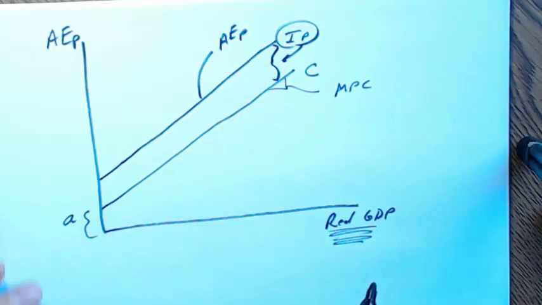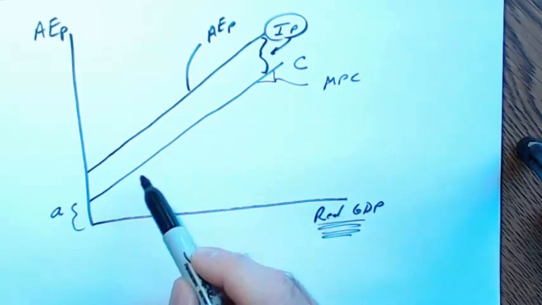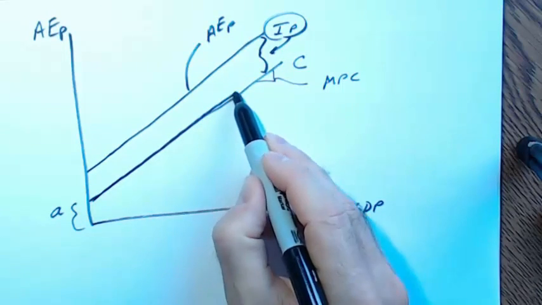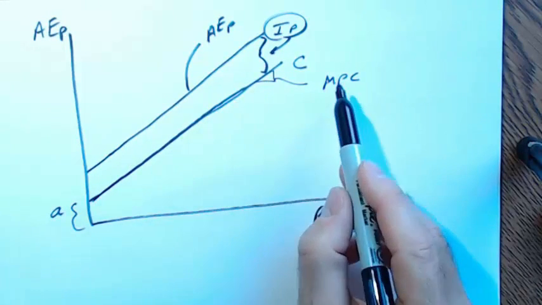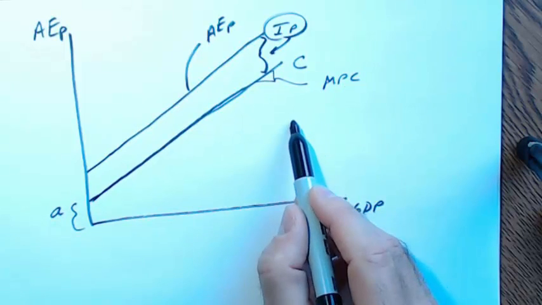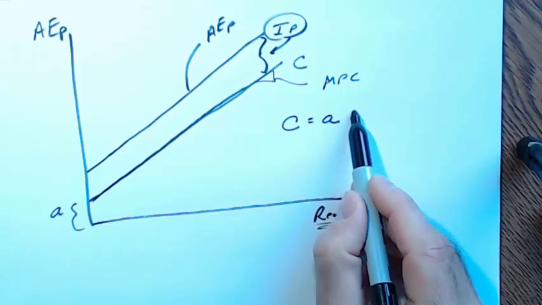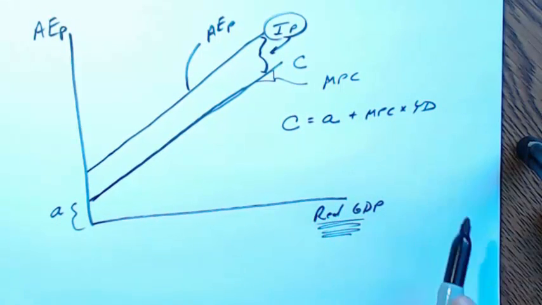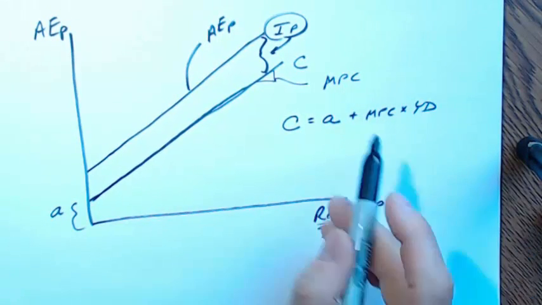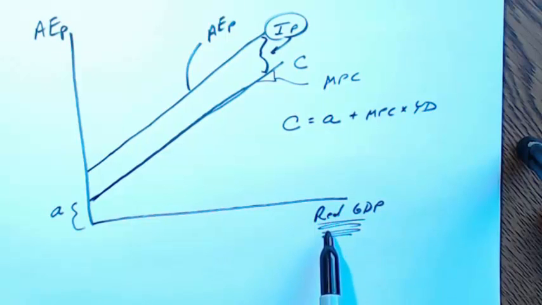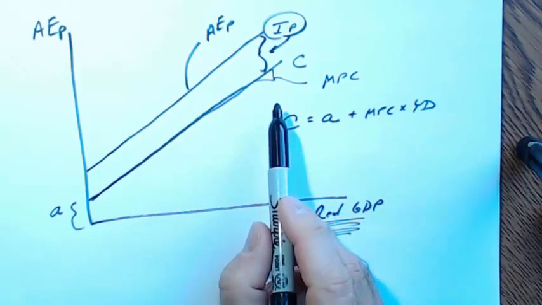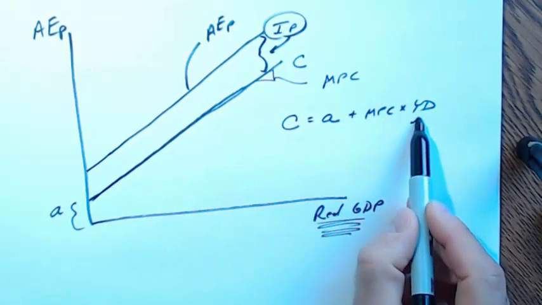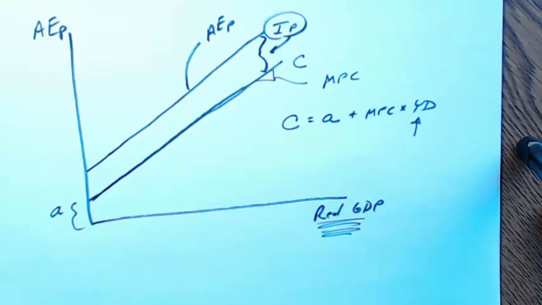Now keep in mind that when you're looking at this consumption line, you're moving along it when you have a change in disposable income, because remember, C equals A plus marginal propensity to consume times your disposable income, YD. People have a habit of wanting to move along this curve by changing GDP, and it's really technically a change in disposable income.